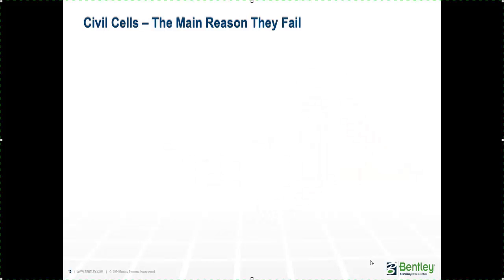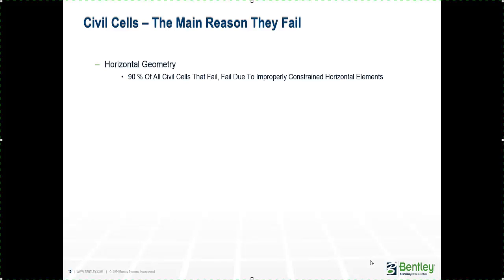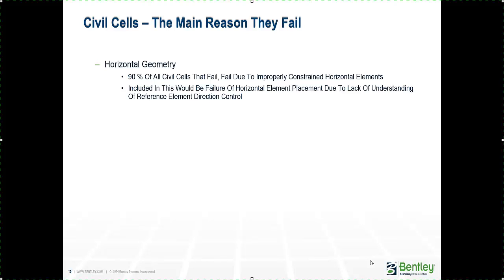But folks, I've been working with people for the past 2 years now with this technology, prior to the release of the first software and up till just the other day. And the main reason why civil cells fail is horizontal geometry. In fact, 90% of all civil cells that fail do so due to improperly constrained horizontal elements. Included in that would be horizontal element placement failure due to a lack of understanding of reference element directional control. Now, folks, the issues that I point out are not easy issues.